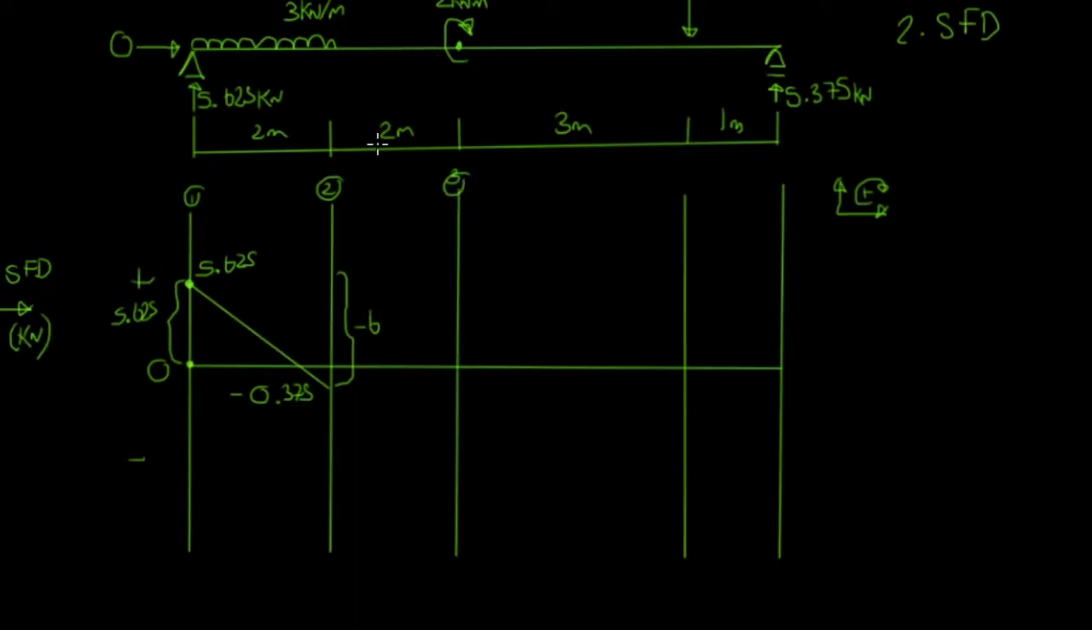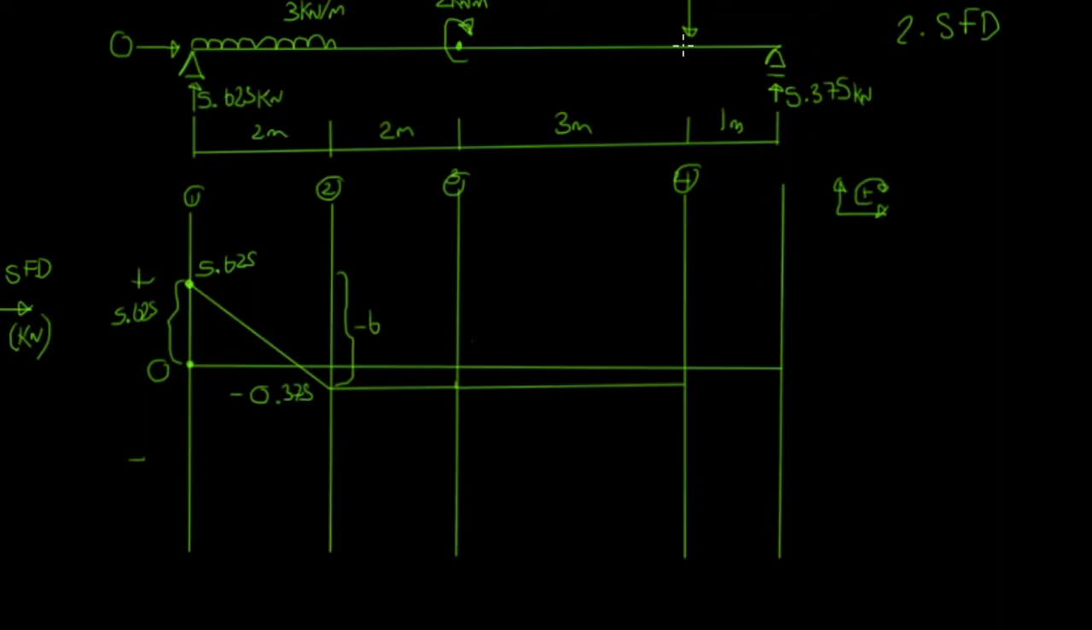So moving from point 2 to point 3, nothing's actually happening. We've got no additional forces, so our line is just going to be flat. And moving from point 3 to 4, we also don't have any additional forces. This bending moment won't affect our shear force, so it's just going to carry on moving along steady at 0.375 until we get to the 5 kilonewton reaction.